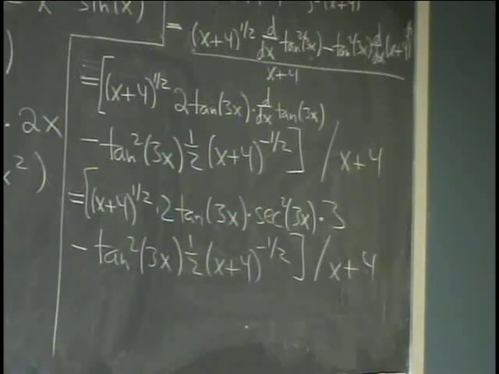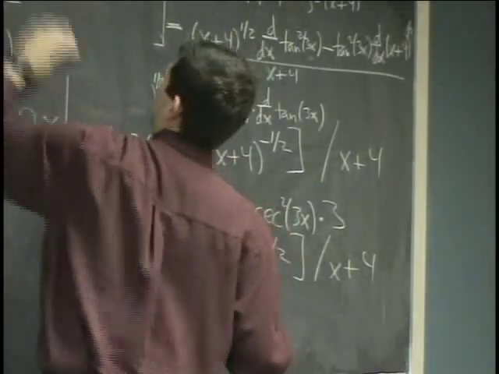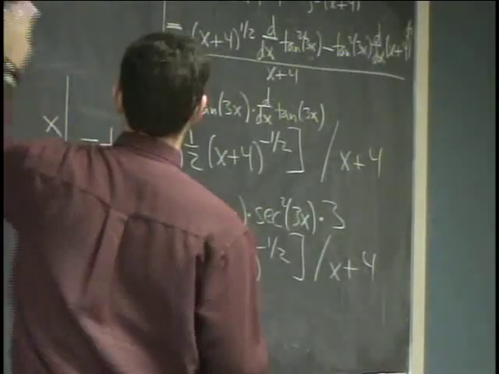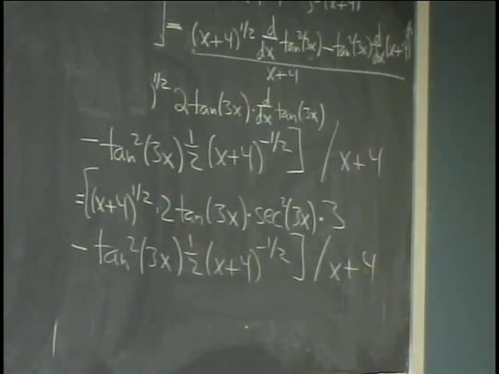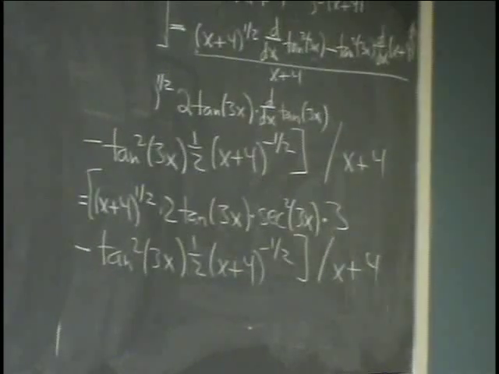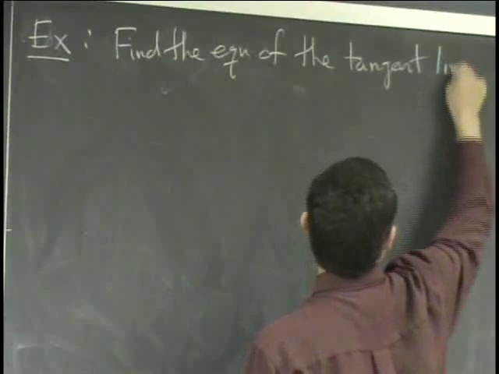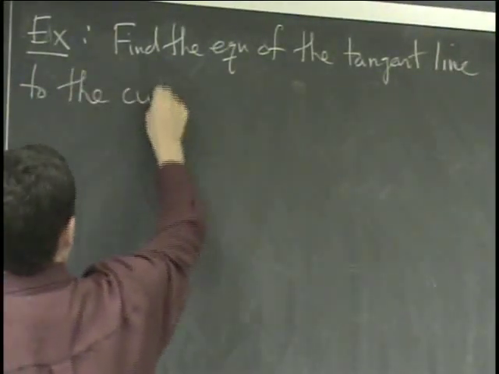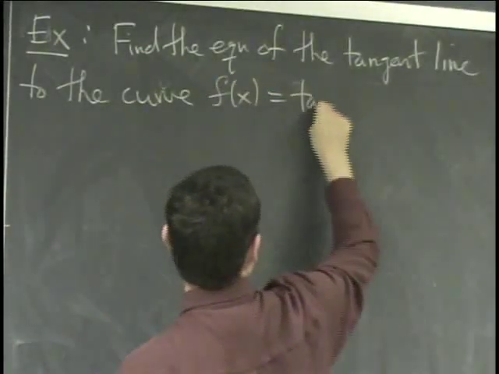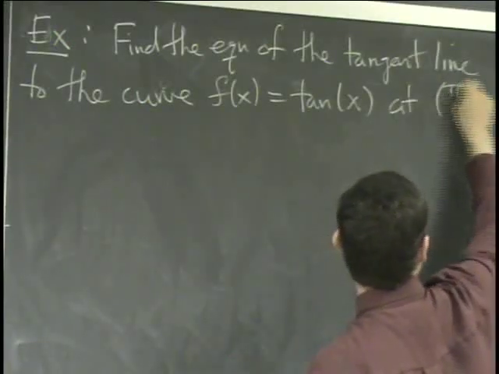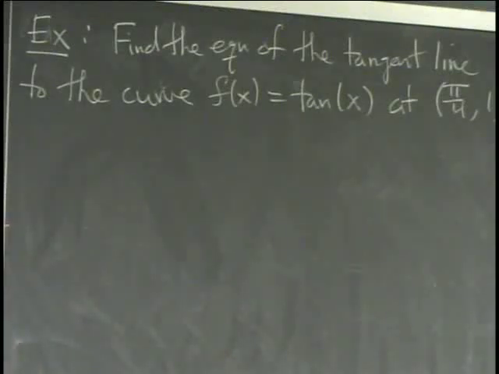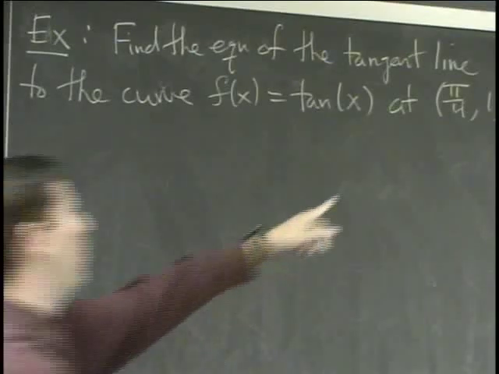Let's leave those up. Let's find the equation of the tangent line to the curve f of x equals tangent of x at the point pi over 4, comma 1. First thing, before you check anything, before you compute a derivative or any nonsense, you should make sure that this point is actually on the curve.